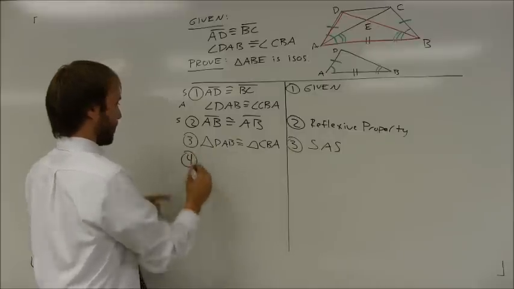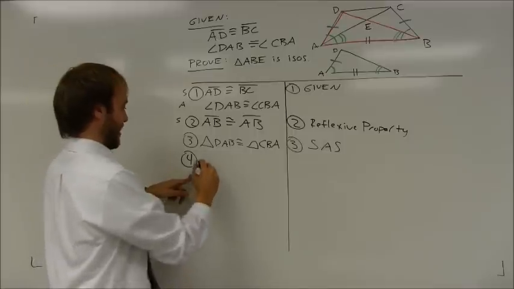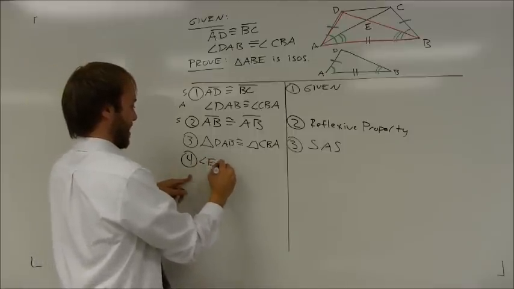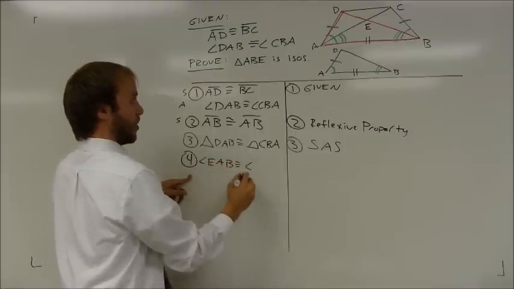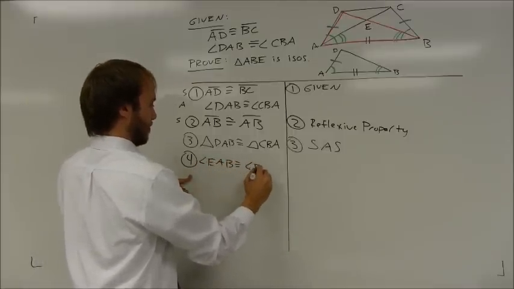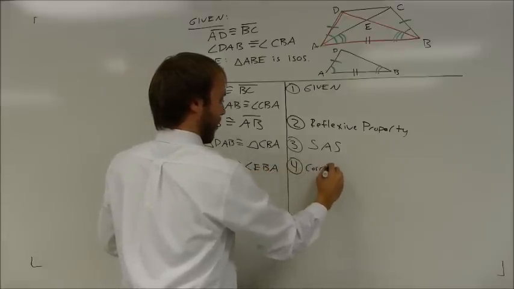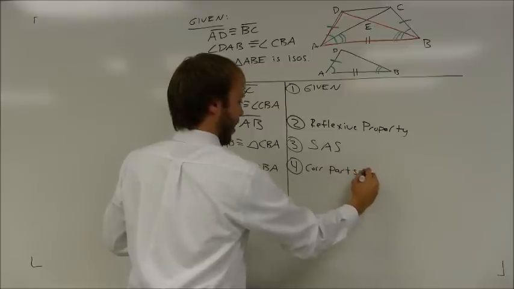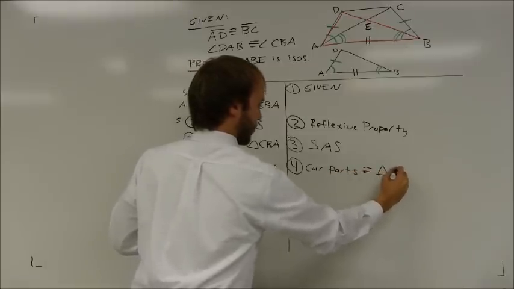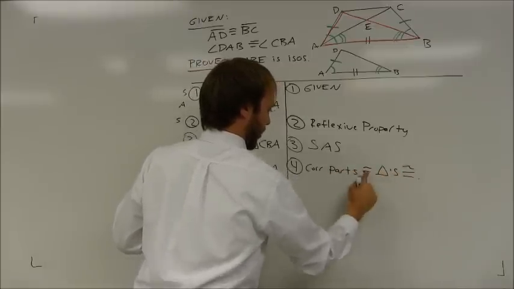So, I'm going to state that angle EAB is congruent to angle EBA. And that's because corresponding parts of congruent triangles are congruent.